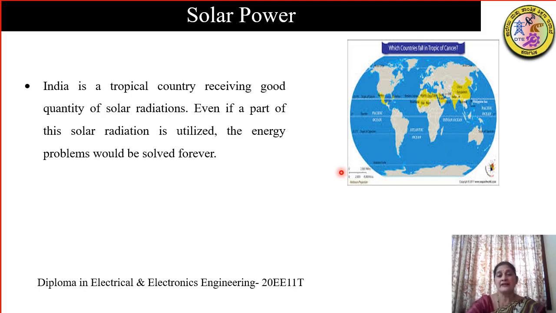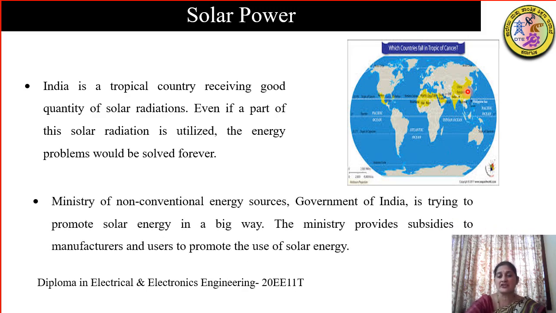India as a country, we are very fortunate. We have Tropic of Cancer passing through our country. We are in the tropical region. So we receive abundant energy from the sun throughout the year. The intensity is good all throughout the year and through the daytime. So we can seriously think of utilizing this energy source for generation of electricity. And because of this, the government of India is trying to promote the use of solar energy by providing subsidies and encouraging the use of solar.